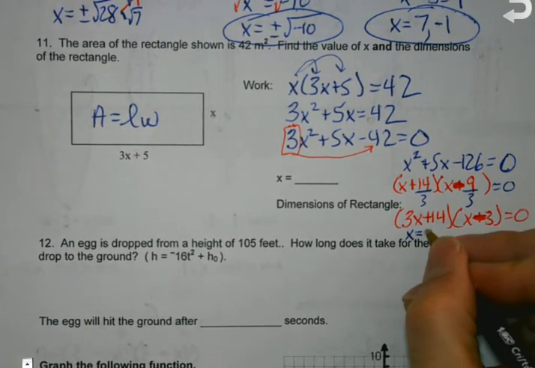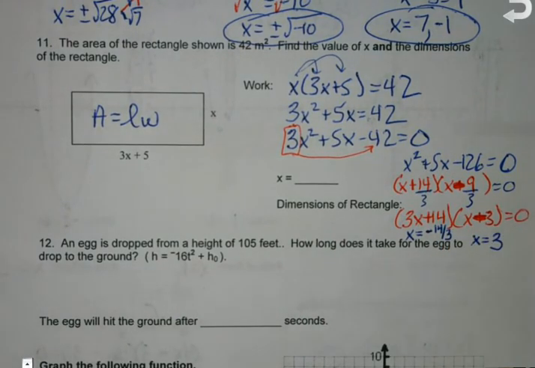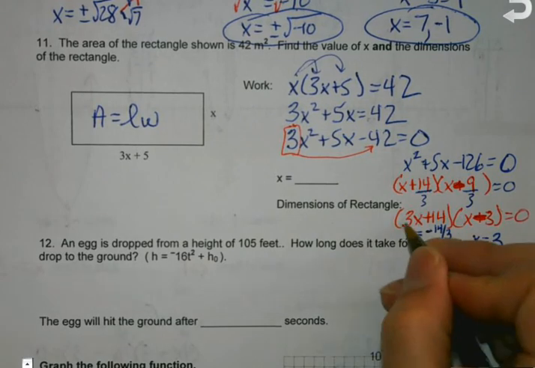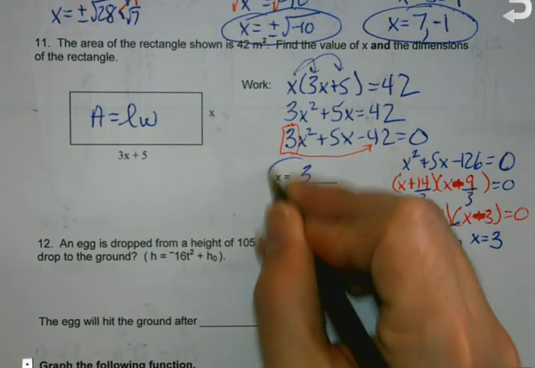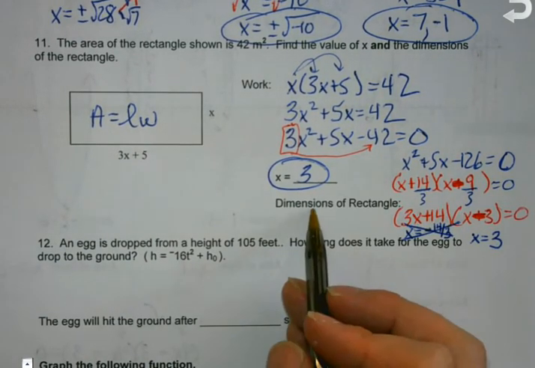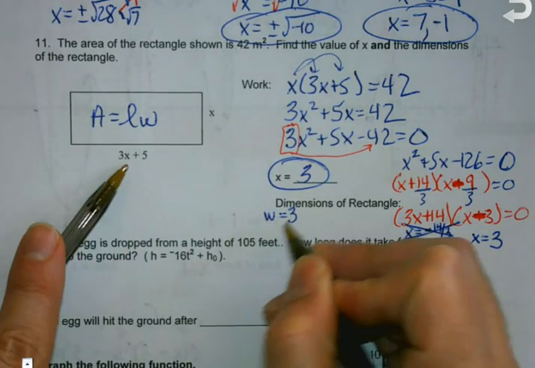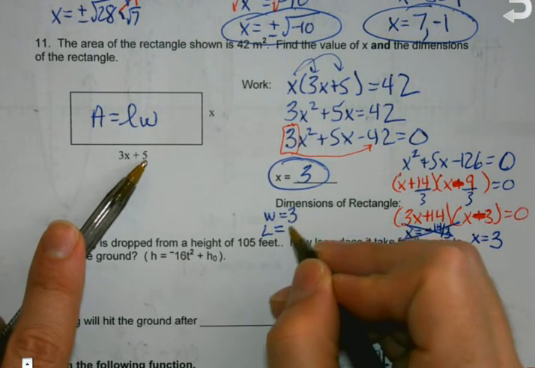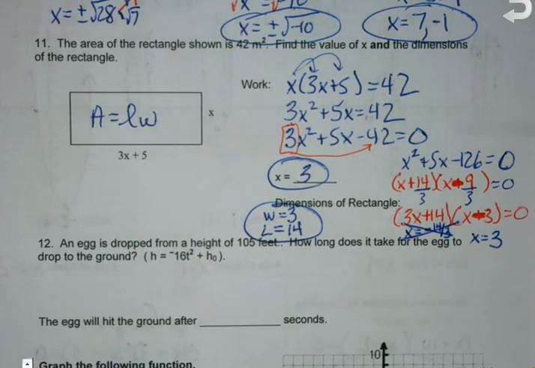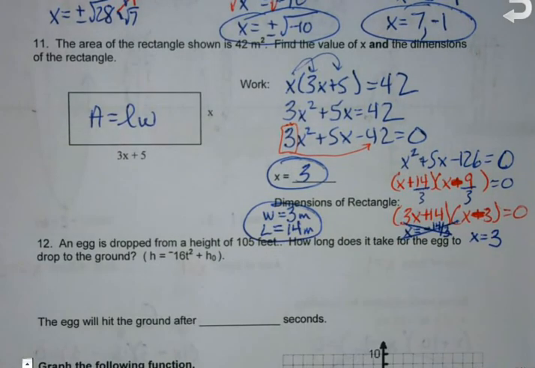So we're going to end up with negative 14 thirds and positive 3. But we know a dimension can't be negative. It's kind of silly. So that gets rid of the 14 thirds. So my x value is 3. And again, to get the dimensions, I just plug it in. My width is 3. My length is 3 times 3, 9, plus 5, 14. I've got it. Nice to put my labels on.